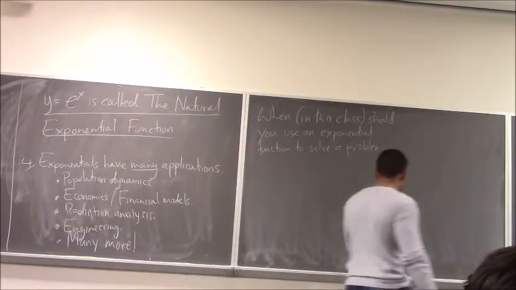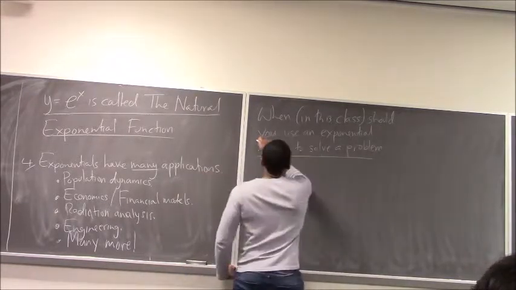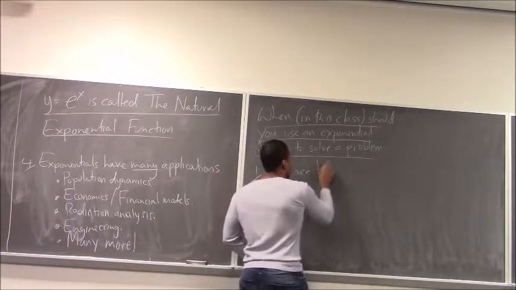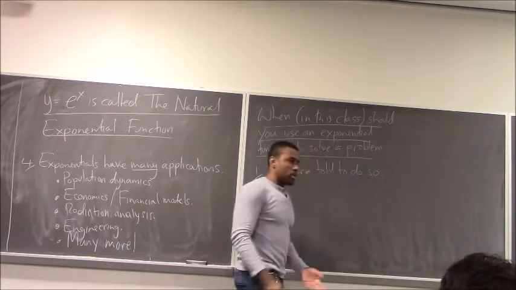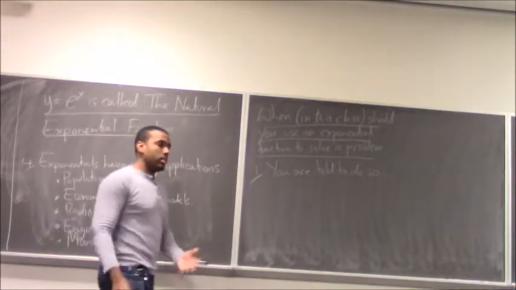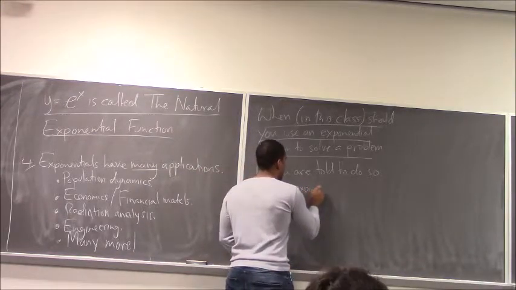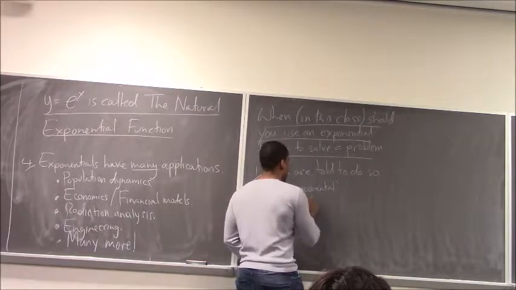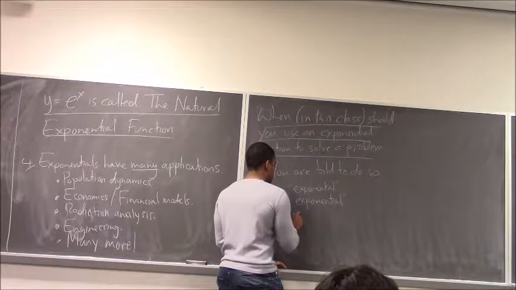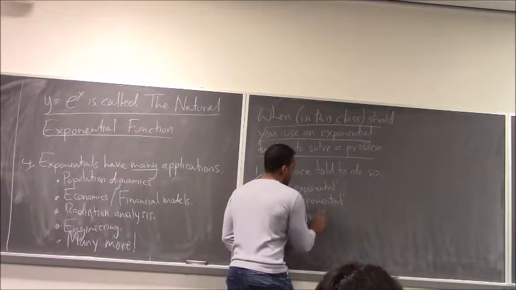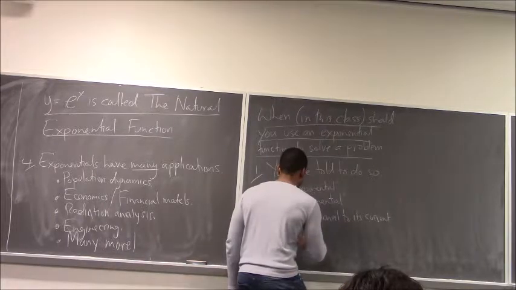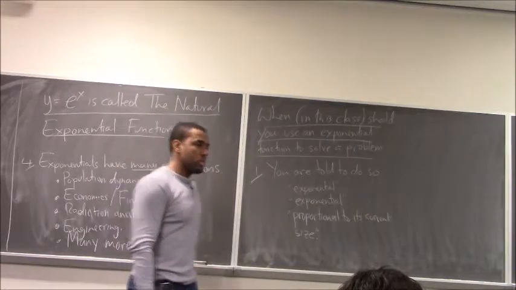Exponential model is kind of a similar characterization, but it is different in one important way. So for one, it also applies that you're specifically told to do so. There will be problems where I'll say, use an exponential model, or this grows exponentially, or this decreases exponentially. So I will mention the word exponential in it. You might also see phrases like proportional to its current size. So you see phrases like this, it means you need to be using an exponential.